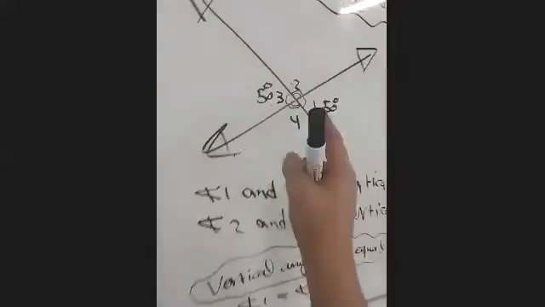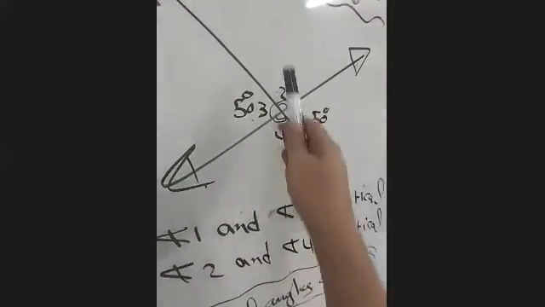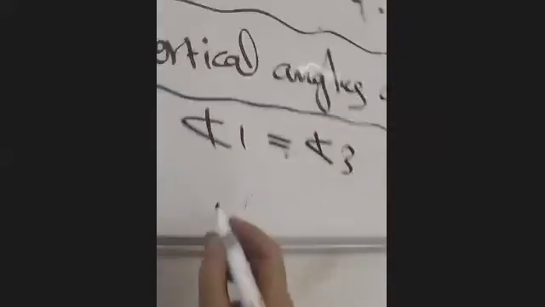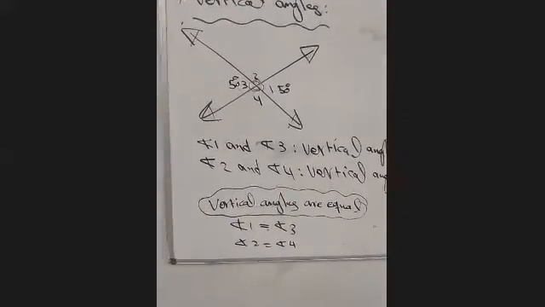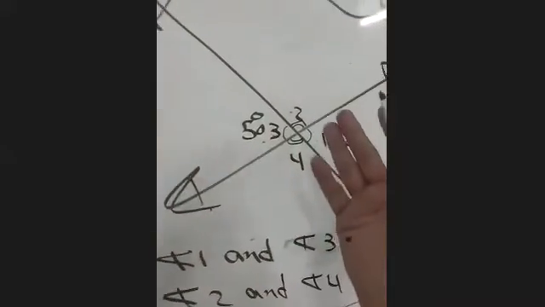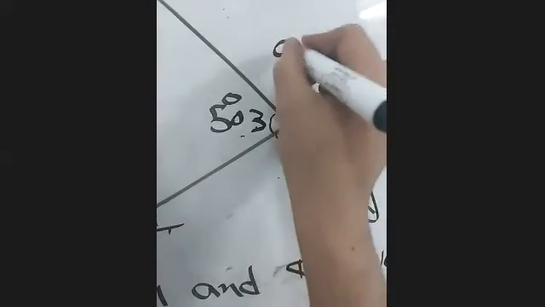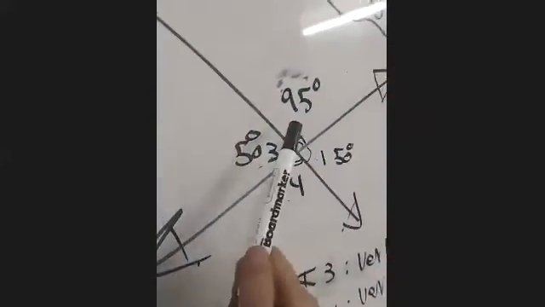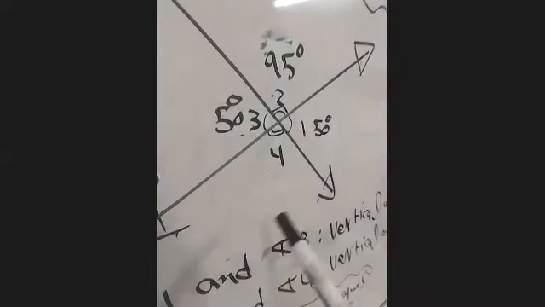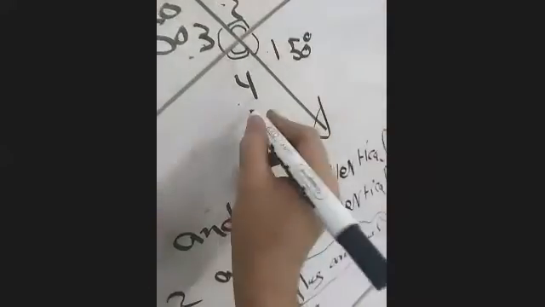Right. We said angle 1 and 3 are vertical. But angle 2 and 4 are also vertical. Means also angle 2 equals angle 4. Means if angle 2 is, for example, let's say, 95 degrees, angle 4 also should be 95 degrees. I'm just assuming angles here. So the vertical angles, guys, are always what? Always equal.